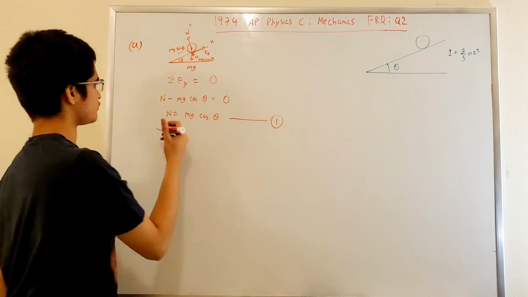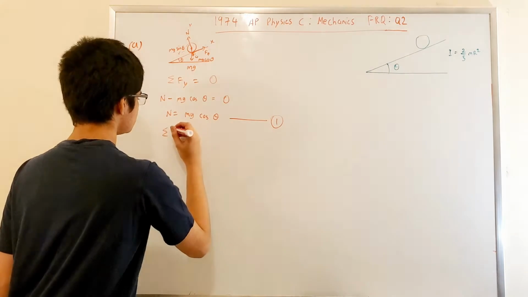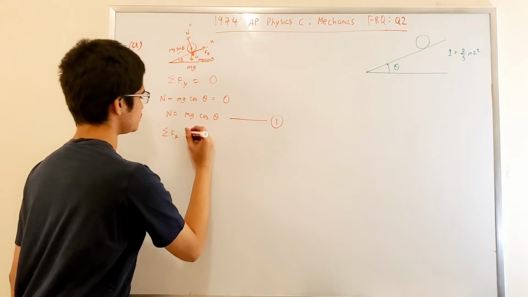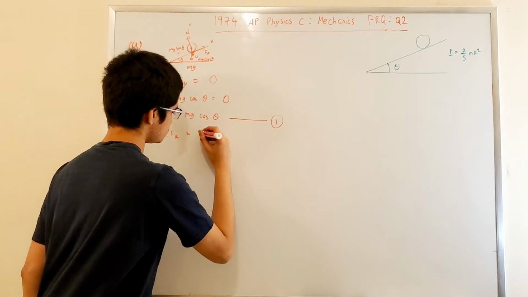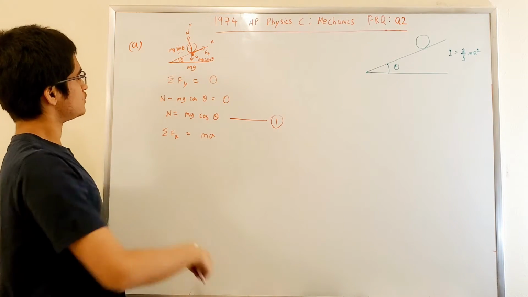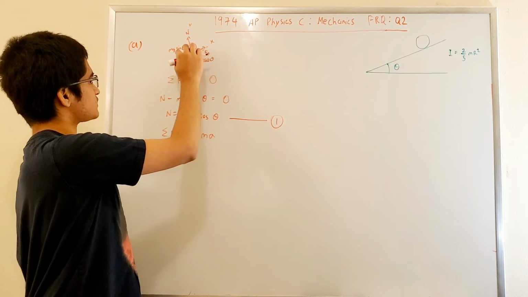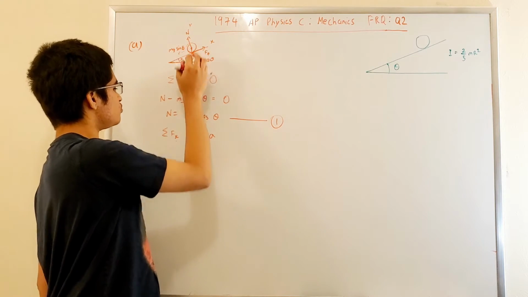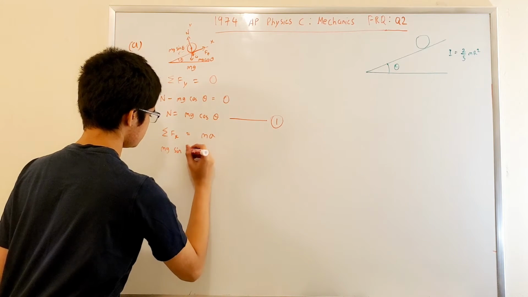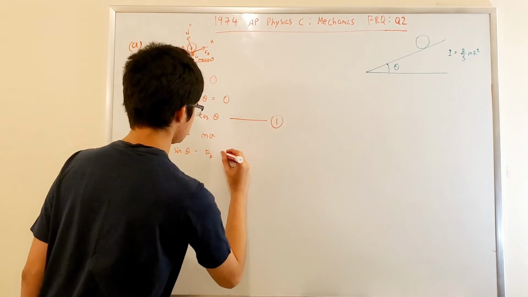Now let's take a look at our x direction. Our object is accelerating in our x direction, and so the sum of forces in our x direction is going to produce a translational acceleration. So sigma Fx is going to be equal to m times a. If we take a look at our free body diagram again, we see that there are two forces acting along our x direction.